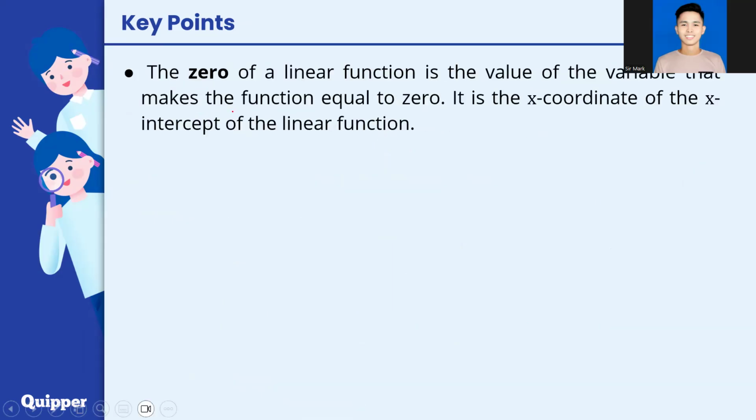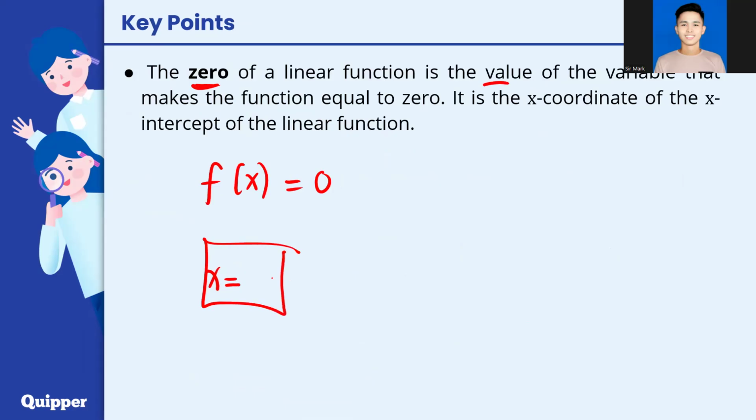When we say 0 of the function, it is the value of the variable that makes the function equal to 0. That's why we are equating f of x to 0 as we solve for the 0 of the function. If you have the x value already, that is the 0 of the function. This 0 of the function is also the x coordinate of the x-intercept. So if this is your x-intercept, this x coordinate is also the 0 of the function.